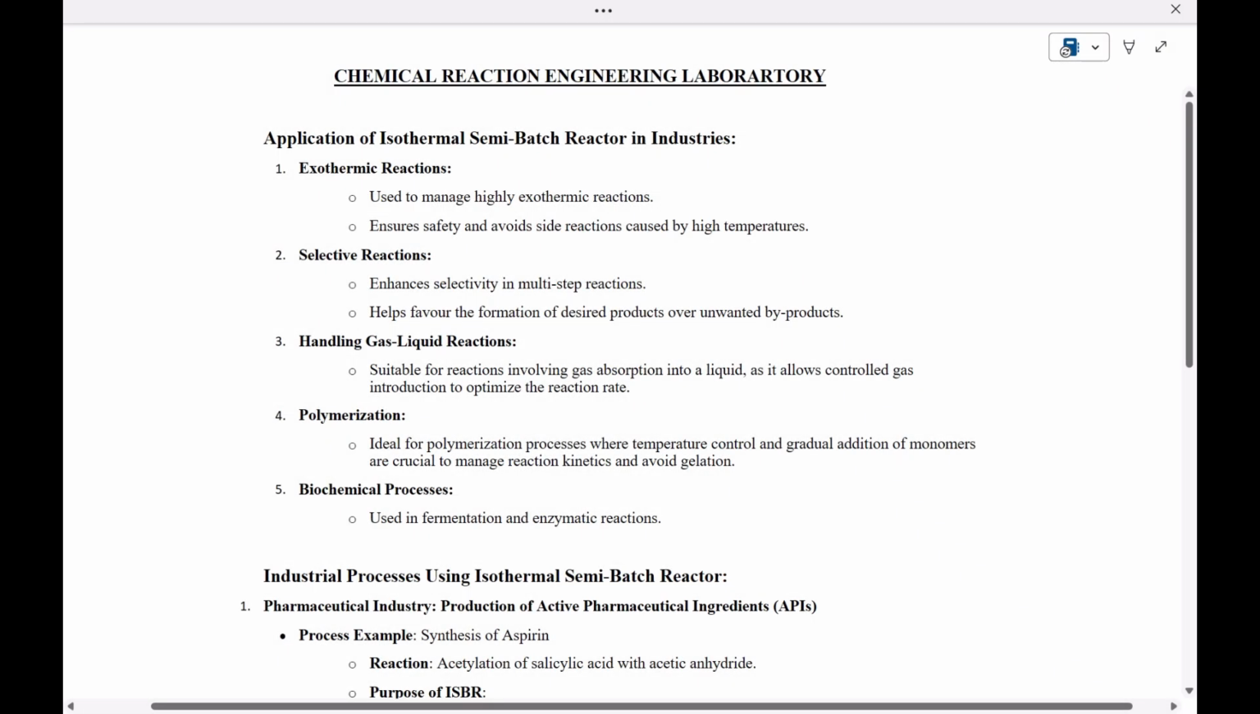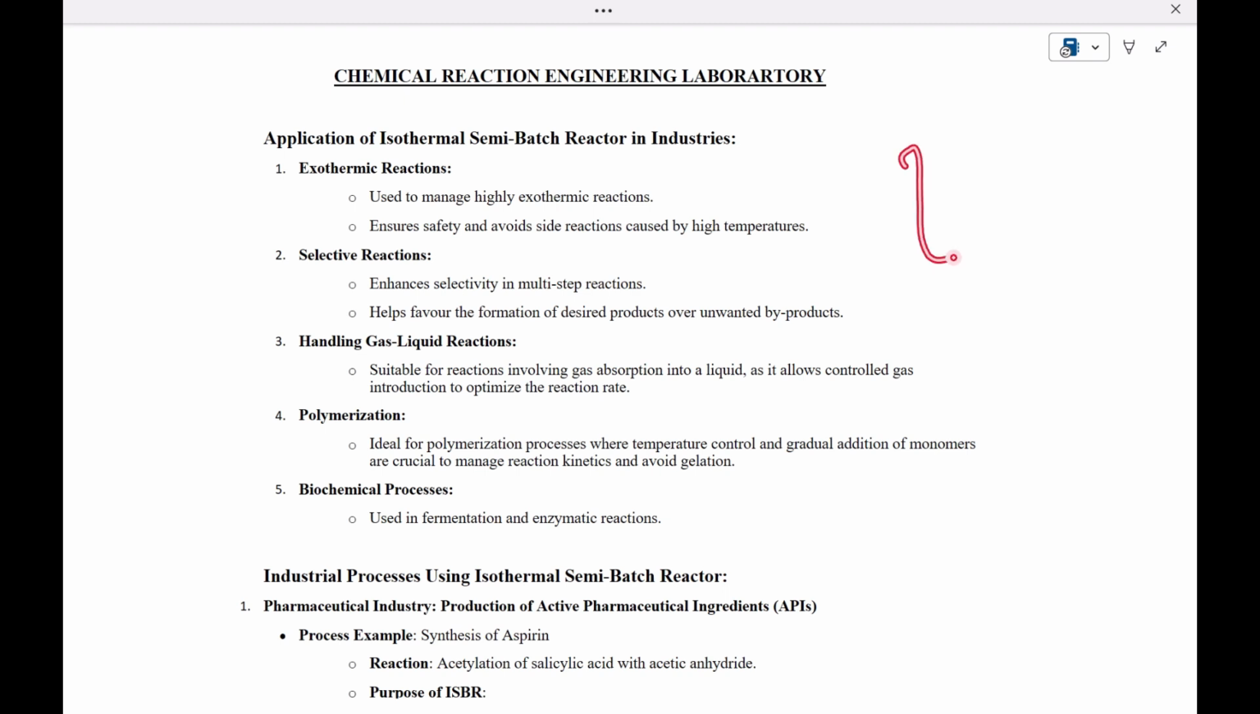So far, we have covered the theory, derivation, and calculation for second order reaction in isothermal semi-batch reactor, and have explained the experimental setup and procedure, and have also discussed the results and conclusion derived from the experiment. So now in this video we are going to dive into the application part of an isothermal semi-batch reactor in industries.